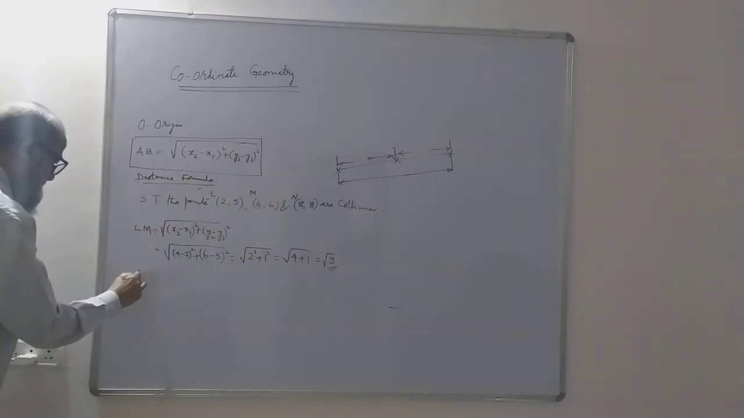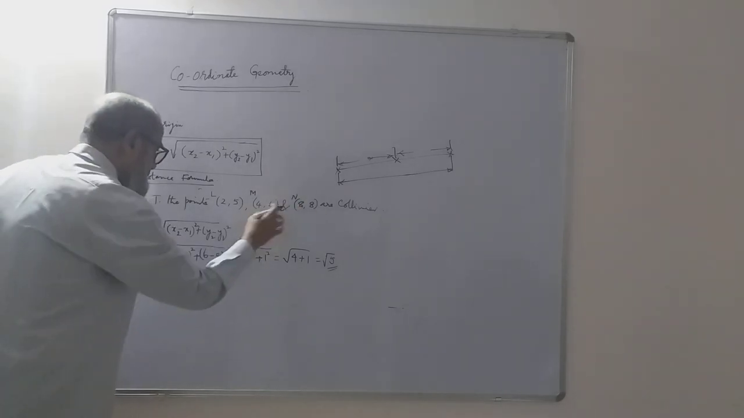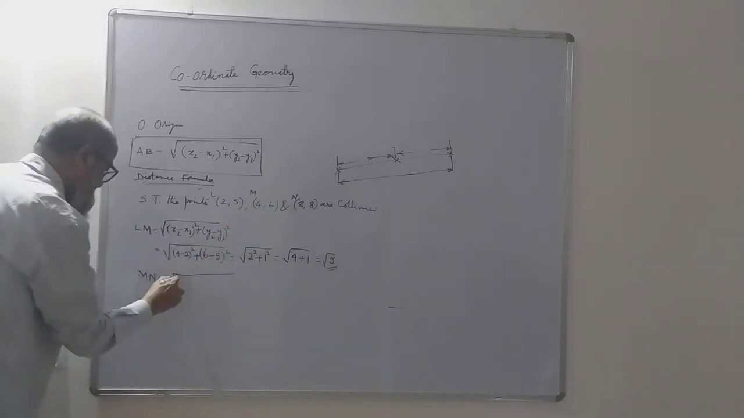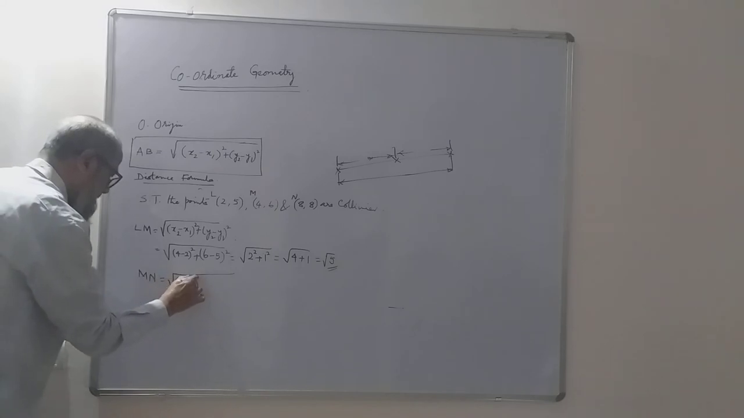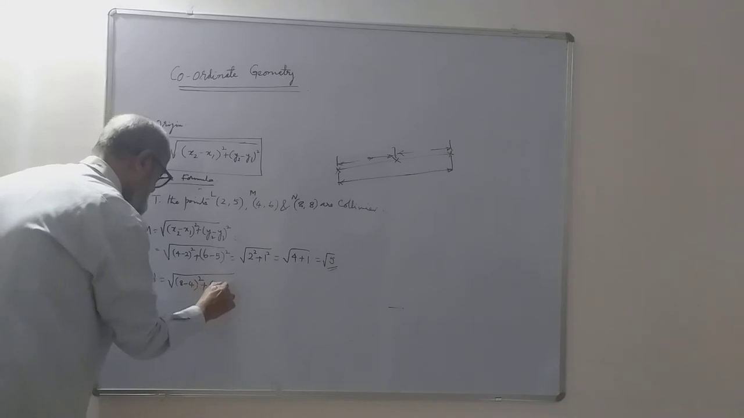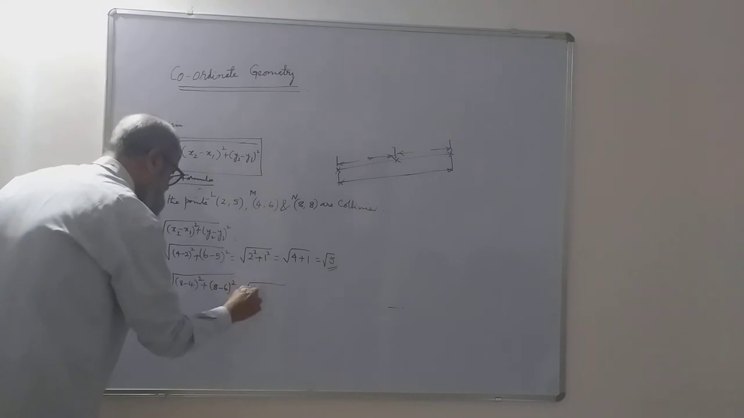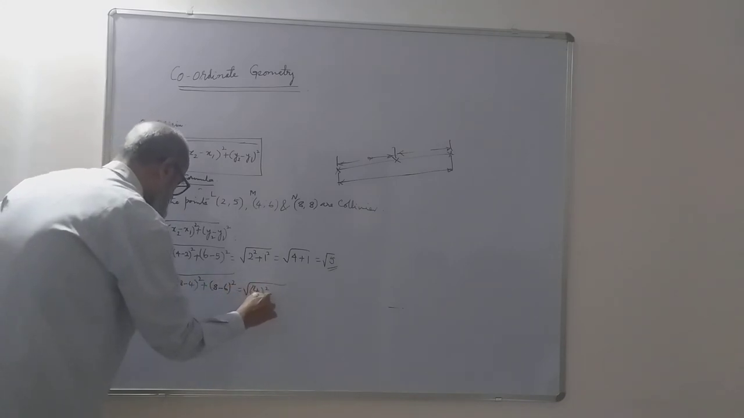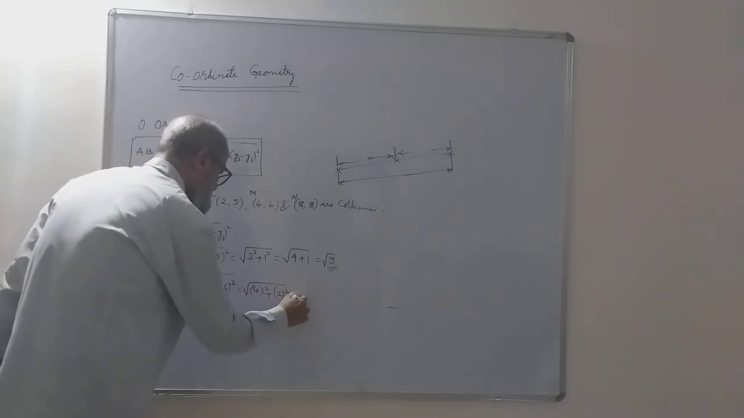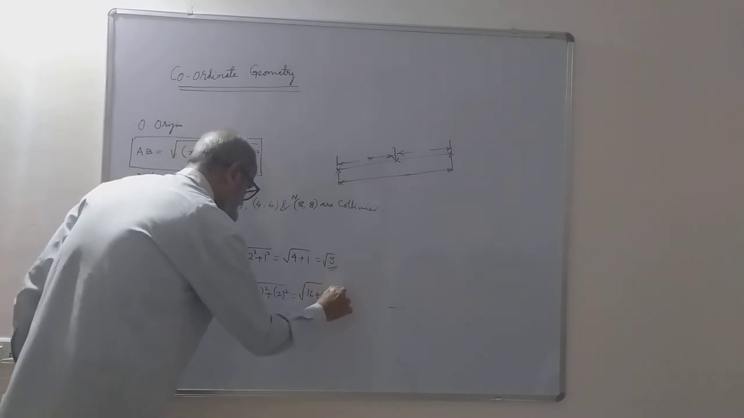Next, I'll take up MN. The formula remains the same. Now I take this as x2, y2, this as x1, y1. So root of, substituting, 8 minus 4 the whole square, plus 8 minus 6 the whole square. So now 8 minus 4 is 4, 4 square, plus 8 minus 6 is 2, 2 square. So 4 square is 16 plus 2 square is 4, that is root of 20.